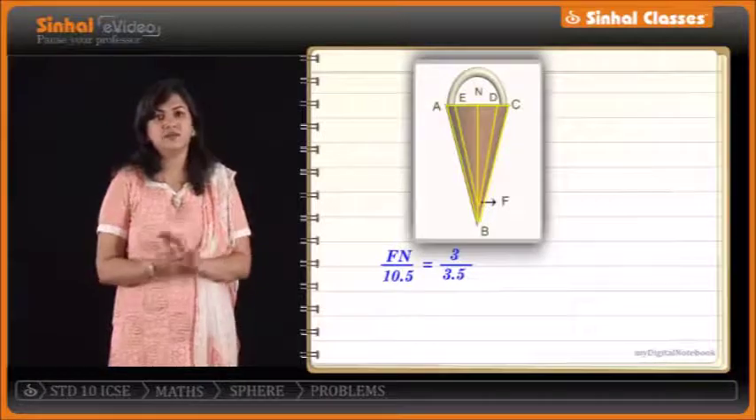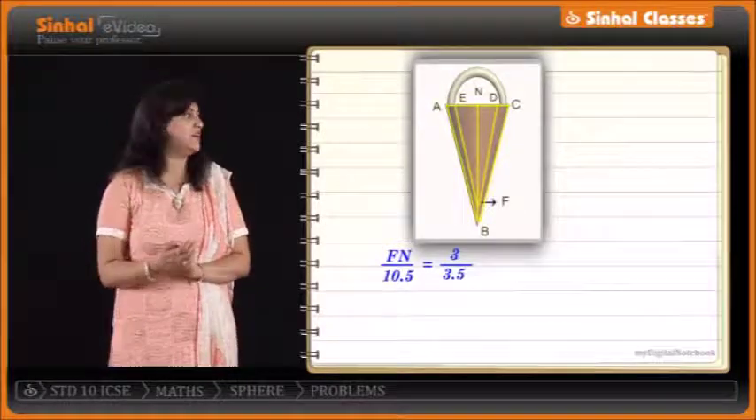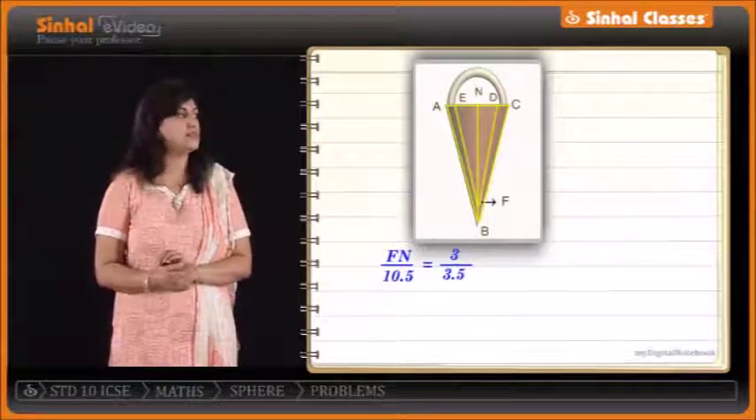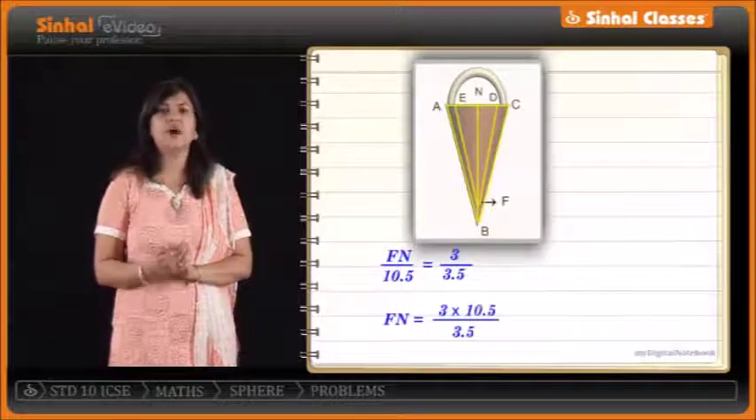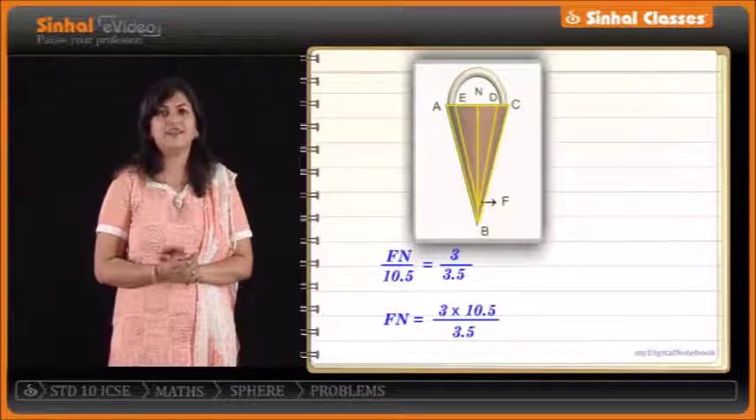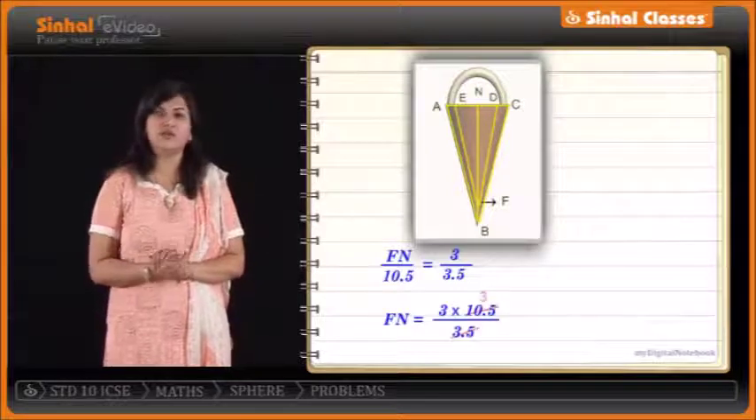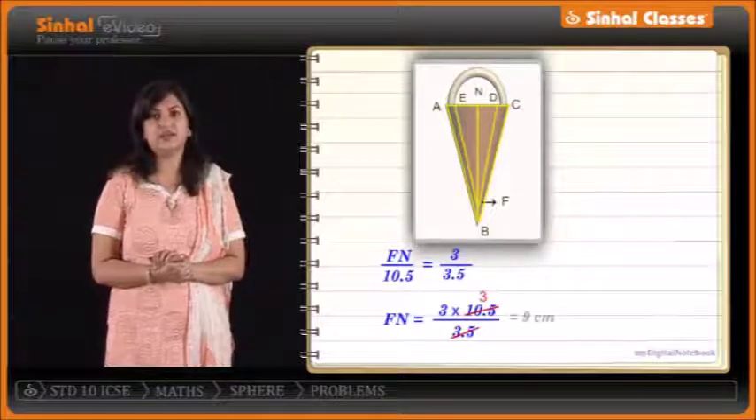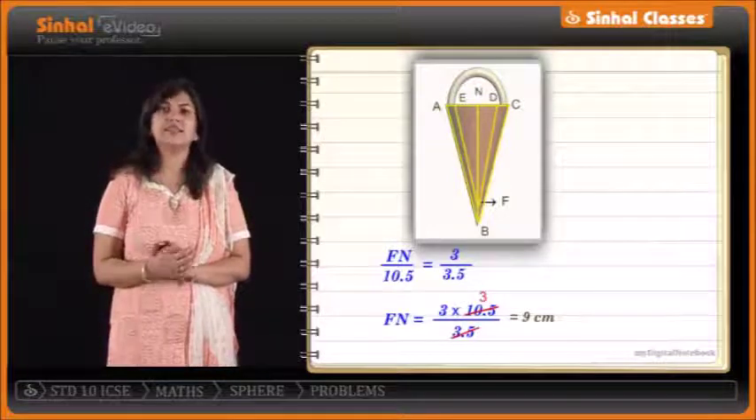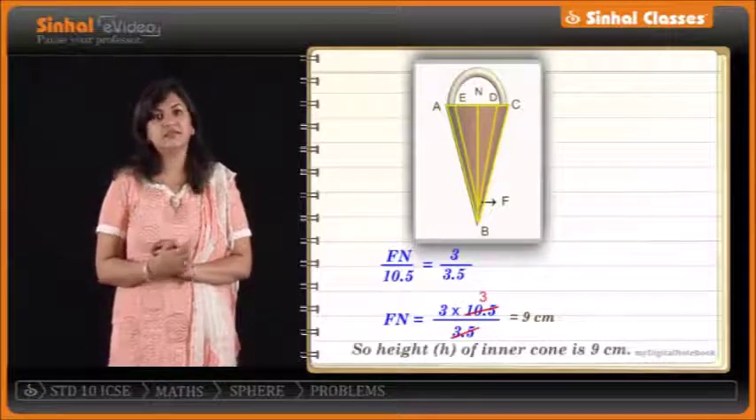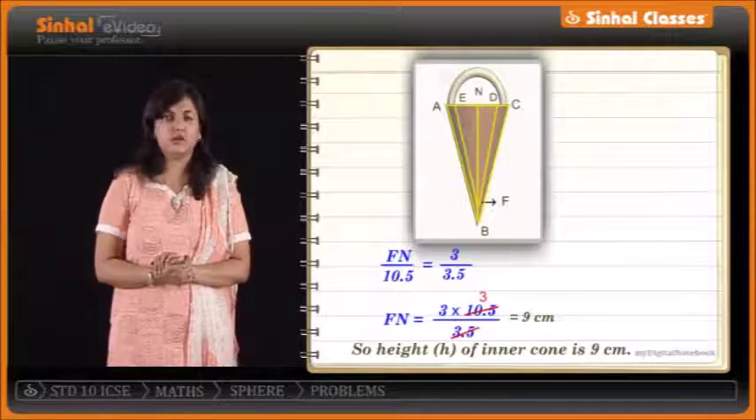Now substitute all these values and find FN as FN is equal to 3 into 10.5 upon 3.5, that is equal to 3 into 3, that is 9 centimeter. So we have got the height of the cone as 9 centimeter. This is what we are talking about, the inner cone.